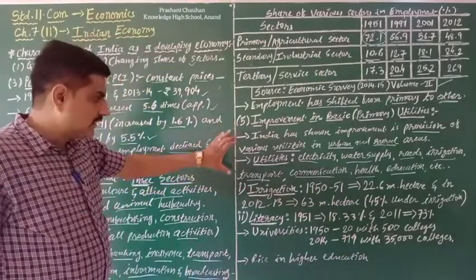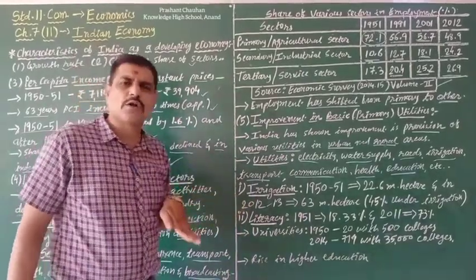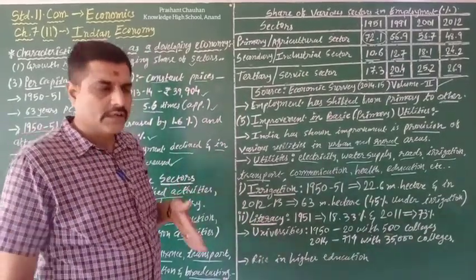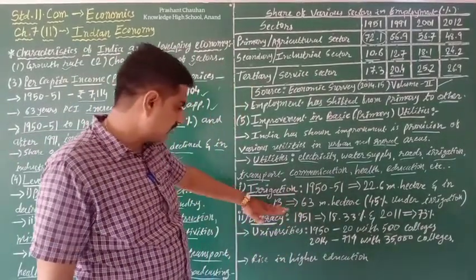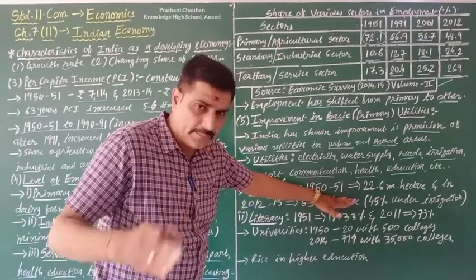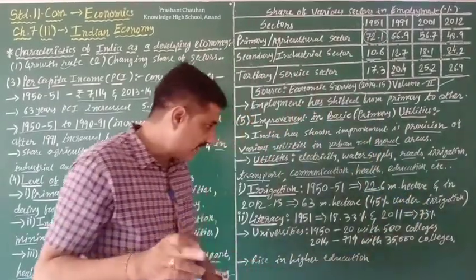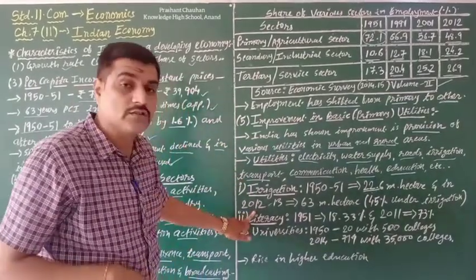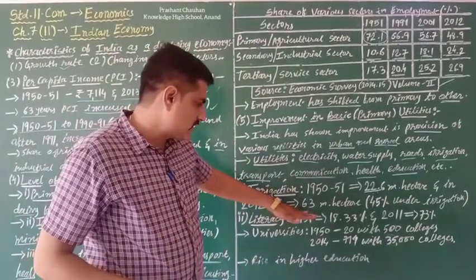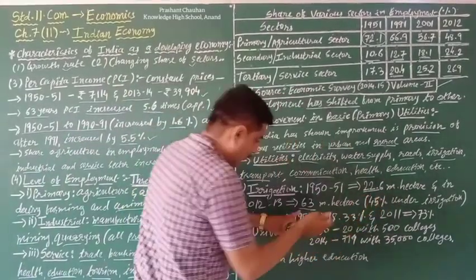After this, the detailed information regarding the main 5 services, starting with irrigation, because still 40%, looking at this data 49%, still more than 40% of people are dependent on the agriculture sector for employment. Irrigation must be required. In 1950-51, after independence, it was 22.6 million hectares, and it increased in 2012-13 to 63.5 million hectares, approximately 63 million hectares.